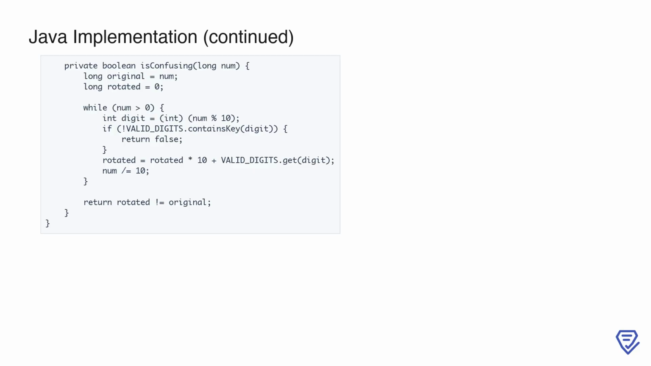Once all digits have been processed, we compare the rotated number to the original. If they are not equal, the number is confusing, so we return true. Otherwise, we return false. This method ensures that we can accurately identify whether a number changes to a different value when rotated, which is the key criterion for being classified as a confusing number.